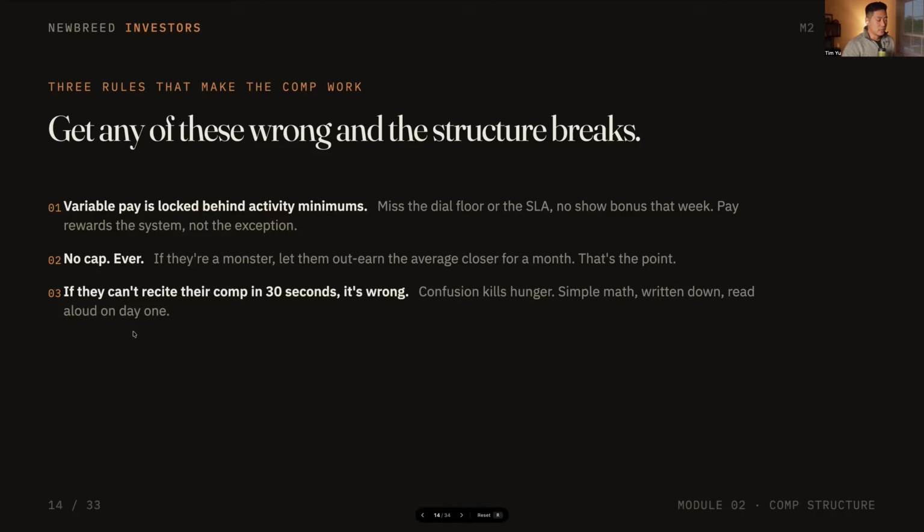And last but not least, if you ask somebody what their pay structure is and they're confused about it and they can't tell you in 30 seconds what their pay is, it's wrong. Confusion kills the hunger. Simple math. Let them write it down and read it aloud on day one so they understand what their comp is and what their job is. If their pay is too complicated, then no one's going to do it. Okay? It's too complicated.